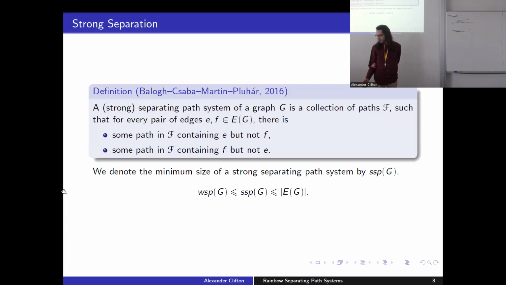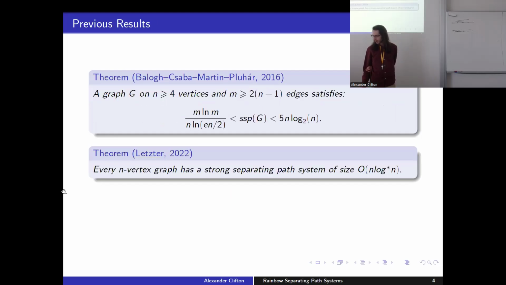And most of the attention that ended up going into this afterwards was on finding upper bounds for strong, but of course an upper bound for strong gives us an upper bound for weak. So what do we know about strong? The authors that introduced the notion of strong path separation showed this n log n upper bound, and then Letzter came along and improved it pretty close to the conjecture by getting this n log star of n.